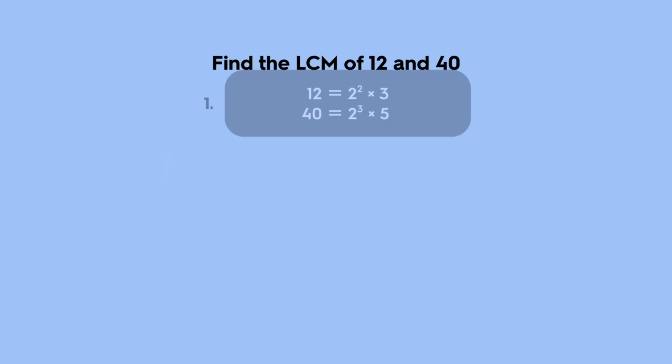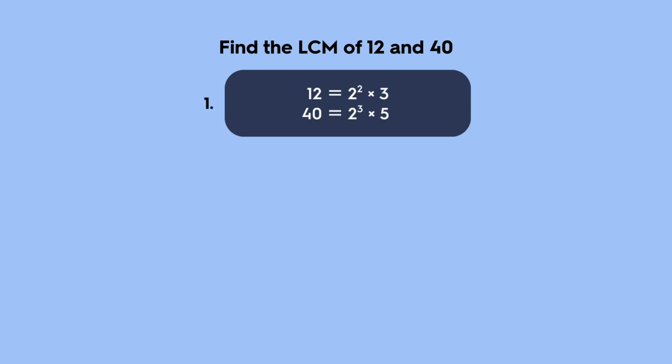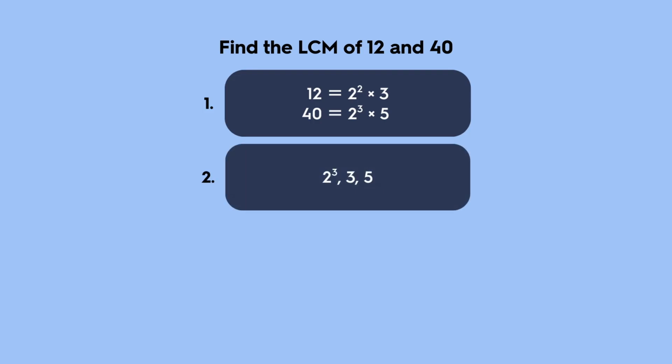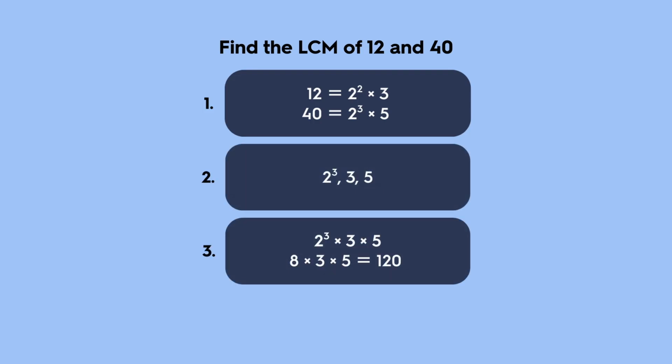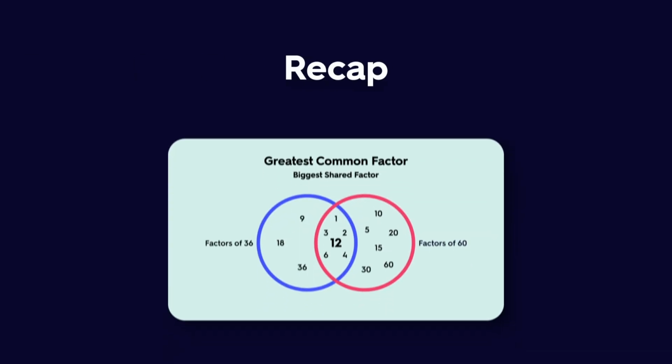Let's try this one. Find the least common multiple of 12 and 40. Step 1. Write primes. Step 2. Take the highest powers. Step 3. Multiply. That gives 120.